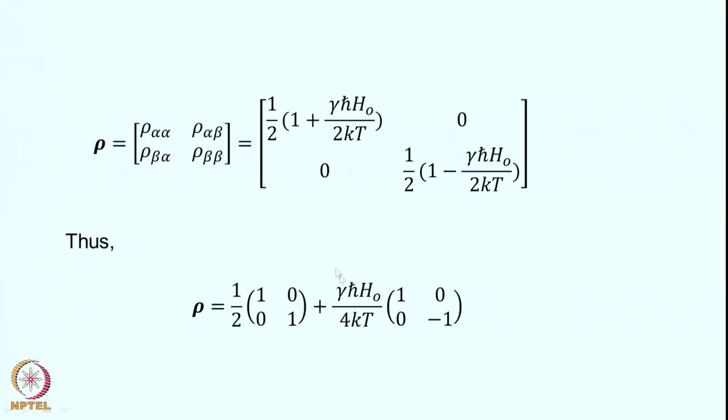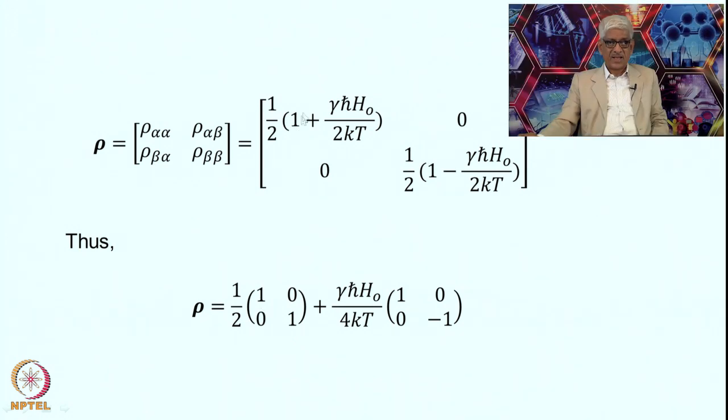So, put it all together: the matrix representation of the density operator is explicitly here. These are the diagonal elements, which will be non-zero, and the off-diagonal elements are 0. Now these diagonal elements are the same as what we calculated for rho alpha alpha and rho beta beta, and I can take this and separate it into 2 matrices here. So this is 1 0 0 1 multiplied by half, and gamma h cross h naught by 4 kT into 1 0 0 minus 1.